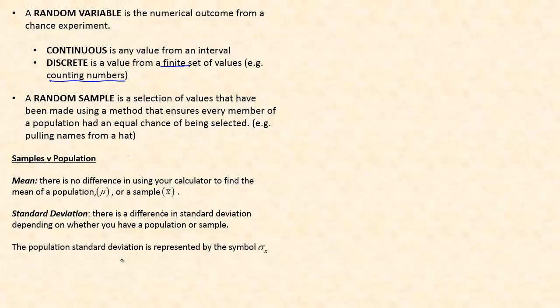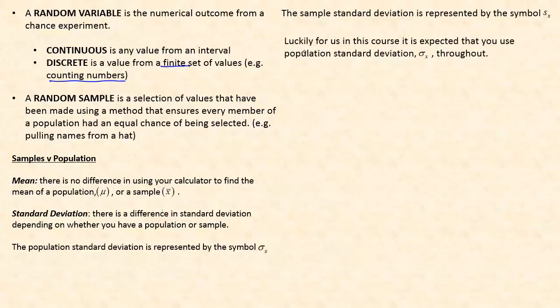The population standard deviation is represented by the symbol sigma x. Sometimes the x isn't there, it's just sigma. The sample standard deviation is represented by the symbol Sx. Luckily for us in this course, it is expected that you use the population standard deviation, sigma, throughout, and you'll see when you calculate one variable statistics on your calculator that you have both sigma and s, and we would always choose the sigma.